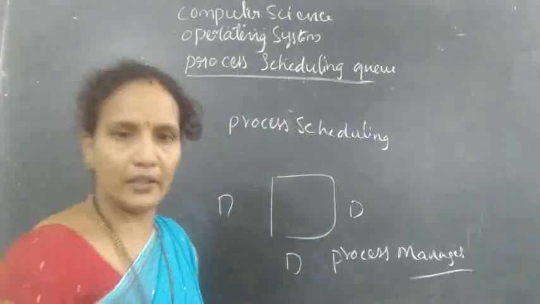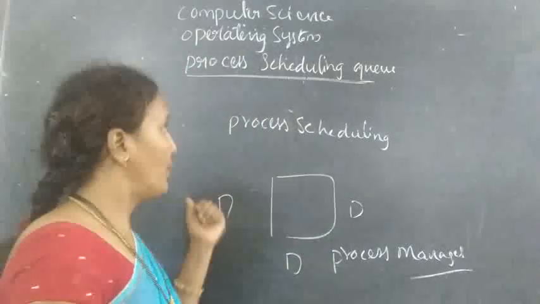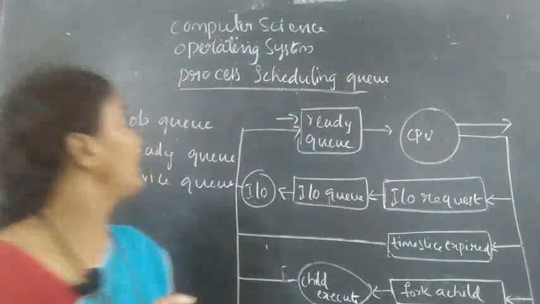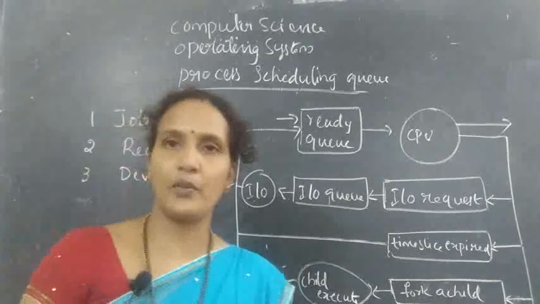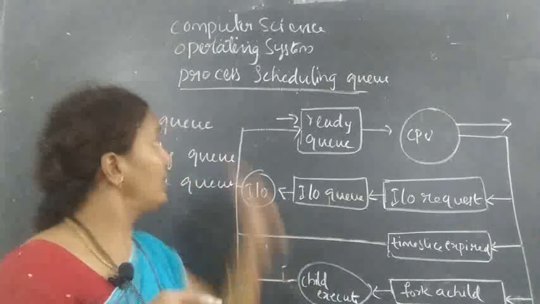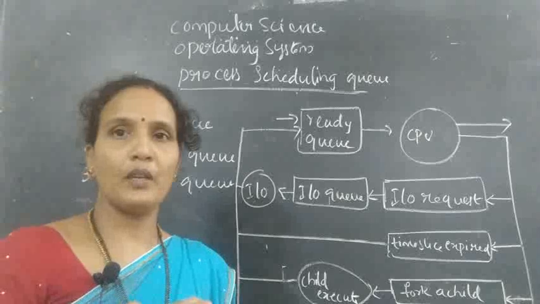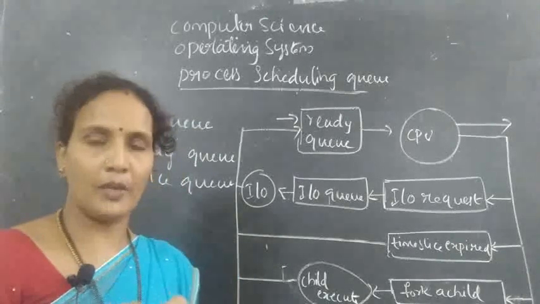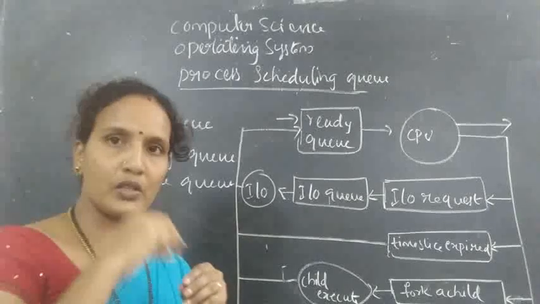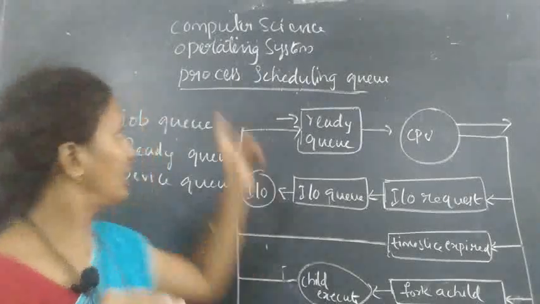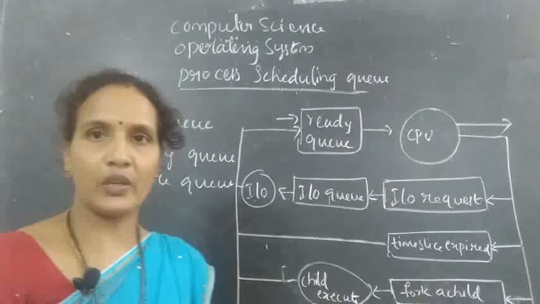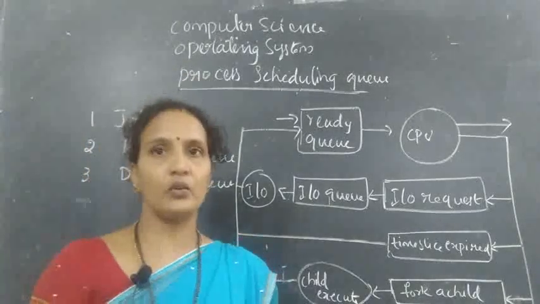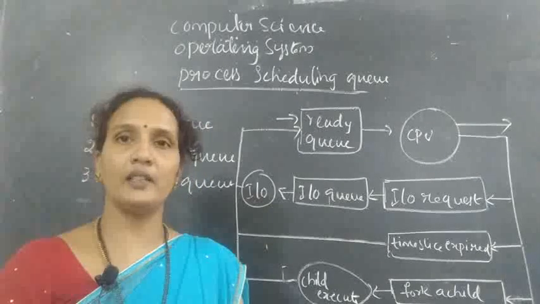Already we have completed process scheduling. Now I'll explain the process scheduling queue. The processes which are waiting for the CPU for execution should be stored, that is, maintained, in a queue. That is called the process scheduling queue. Who will maintain and create this queue? The operating system will create the queue.